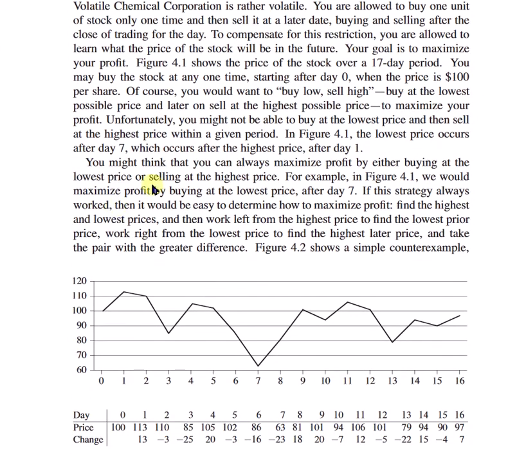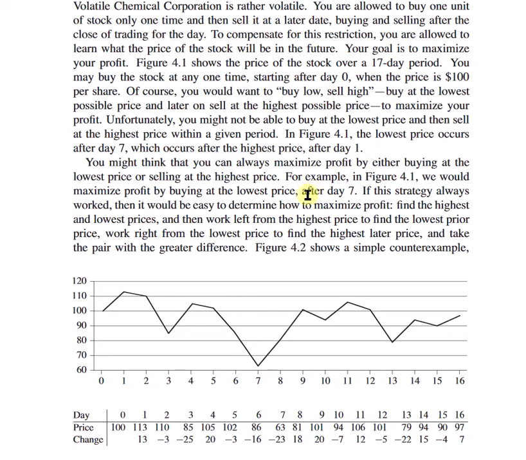After day 7, which occurs after the highest price, after day 1, this 130 is the highest price, is what they are trying to tell. You can't sell it after buying at day 7. You can't buy it at the day 1 price. You might think that you can always maximize profit by either buying at the lowest price or selling at the highest price. For example, you would maximize profit by buying at the lowest price after day 7.